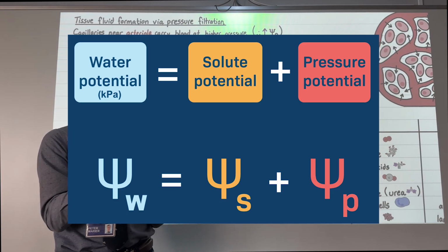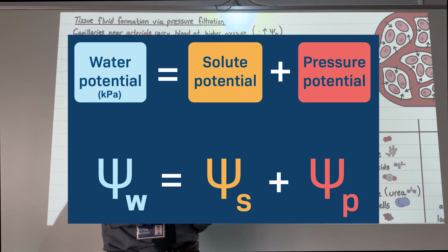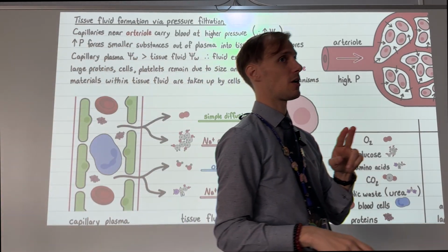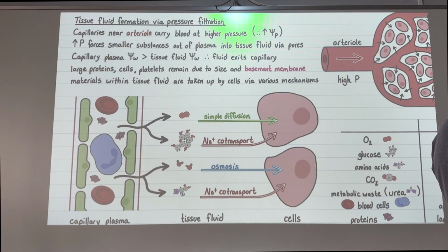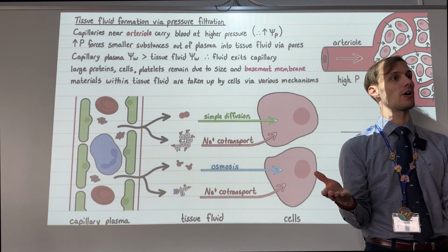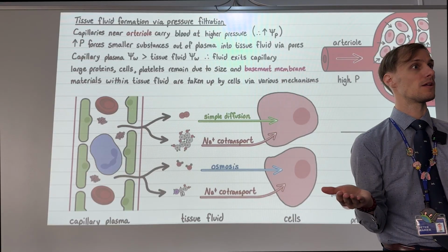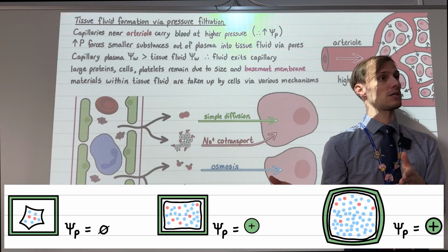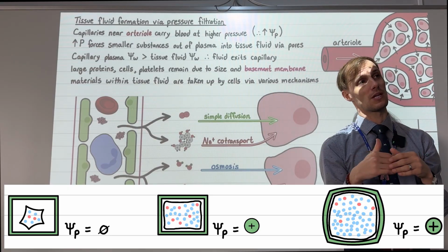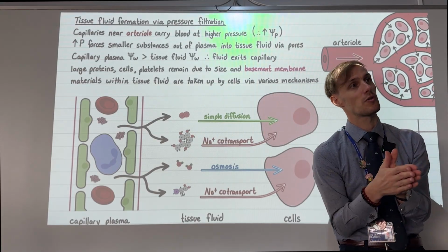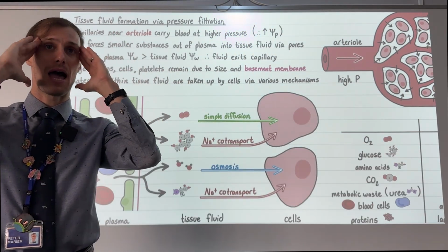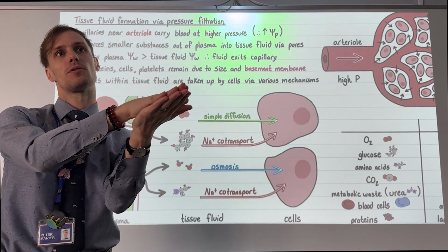Water potential equals solute potential plus pressure potential. However, solute potential and pressure potential do not contribute to water potential similarly, right? Pressure potential and water potential are positively related. So as you increase pressure potential, that will also increase water potential. But solute potential is inversely related. As you increase solute concentration, you decrease water potential. Keep that at the back of your mind when we're talking about this.